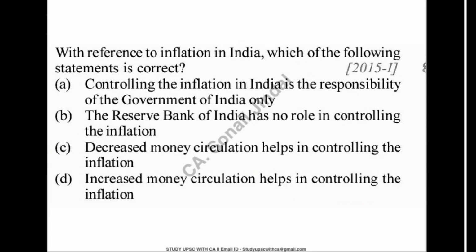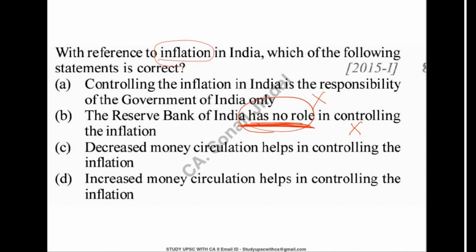Let's discuss another question. With reference to inflation in India, which of the following statements is correct? Let's read the first statement. Controlling the inflation in India is the responsibility of the government of India only. RBI has no role in controlling the inflation. The first statement is wrong. As we have seen, inflation targeting has been given to the Monetary Policy Committee. And the second statement is an extreme statement as well. It has no role. And another thing, it has a role in inflation targeting. So this is also wrong.